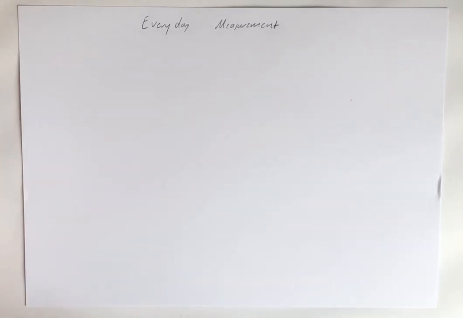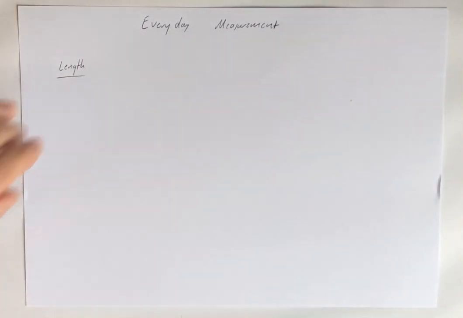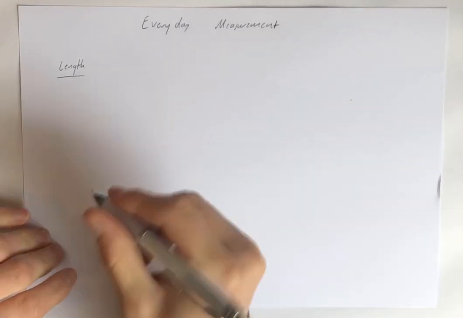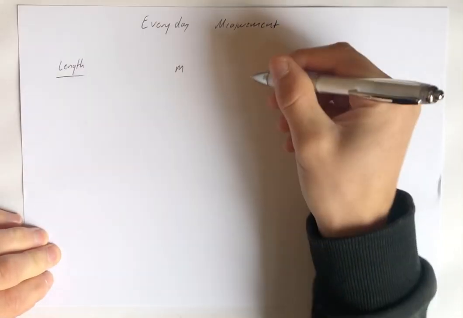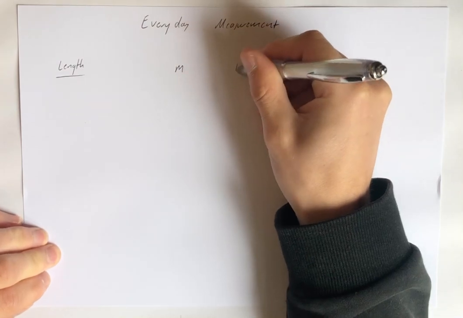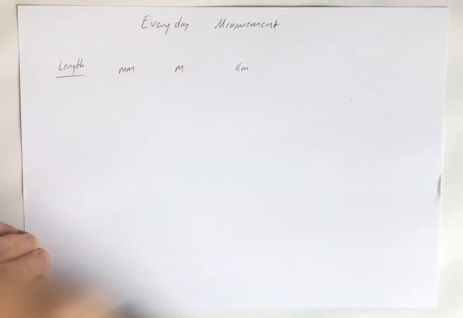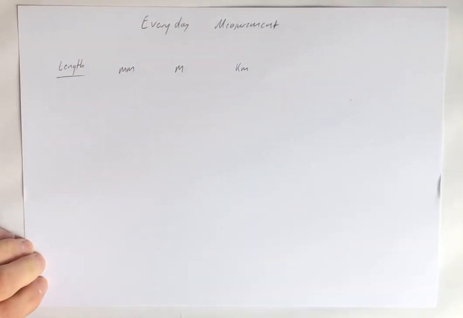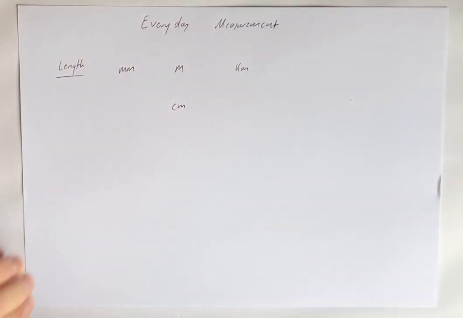But the first and most obvious one is length. So what do we use to measure lengths? Well, the main one that we'd probably use is meters. And if you were going on a trip somewhere, you would probably measure that in kilometers. Another one that all builders use is millimeters. And then there's a fourth measurement which is a bit more unique, and that is centimeters.